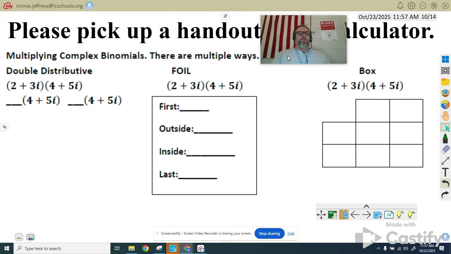Okay, so what we're doing today, we are actually multiplying complex binomials.